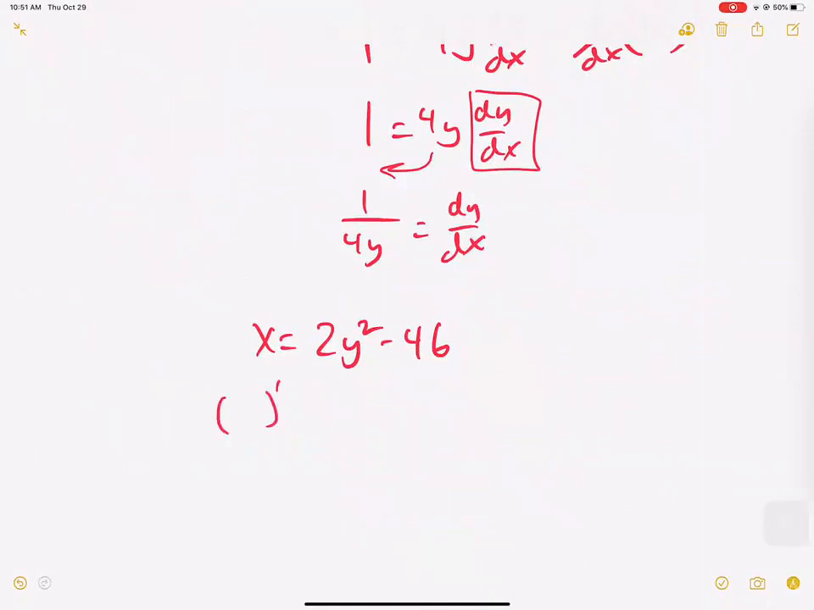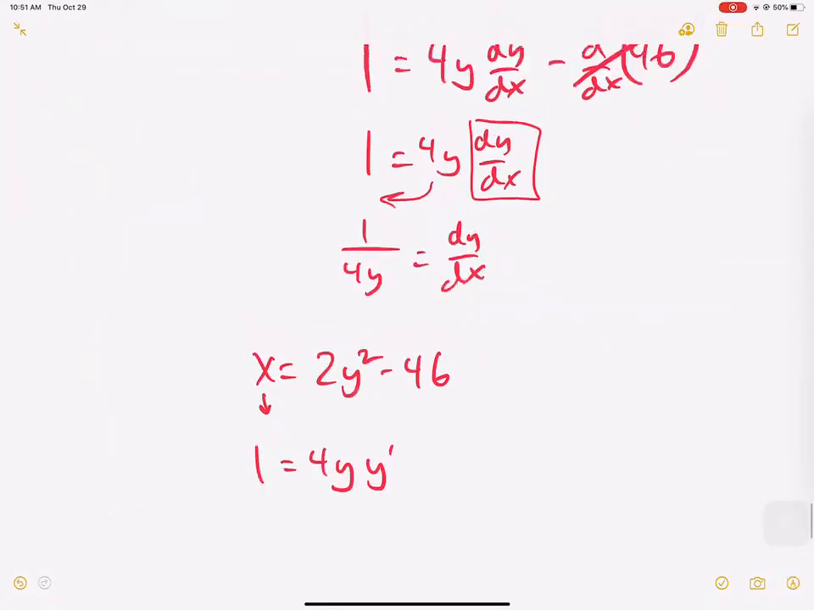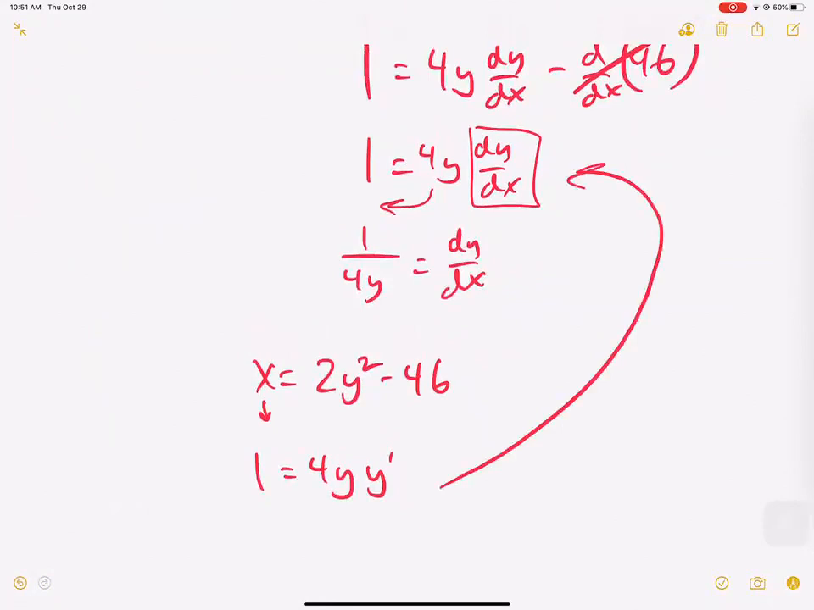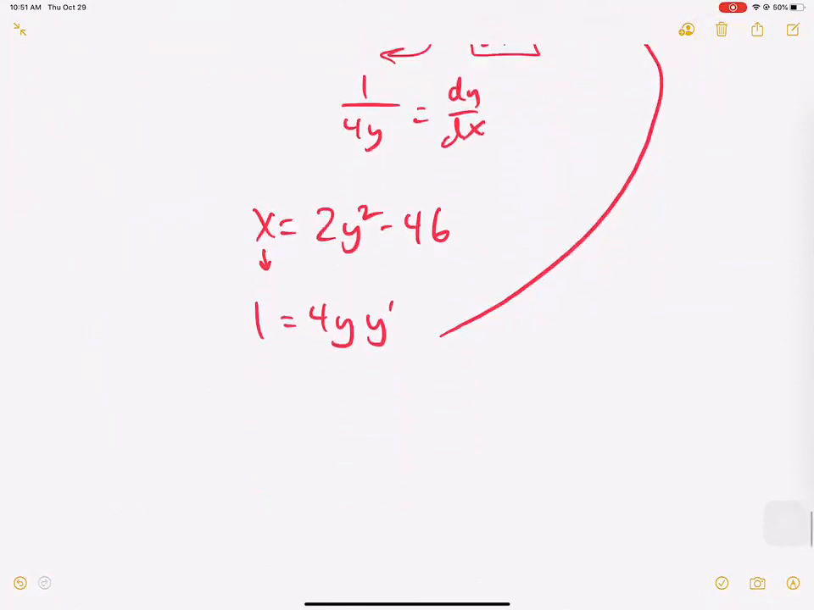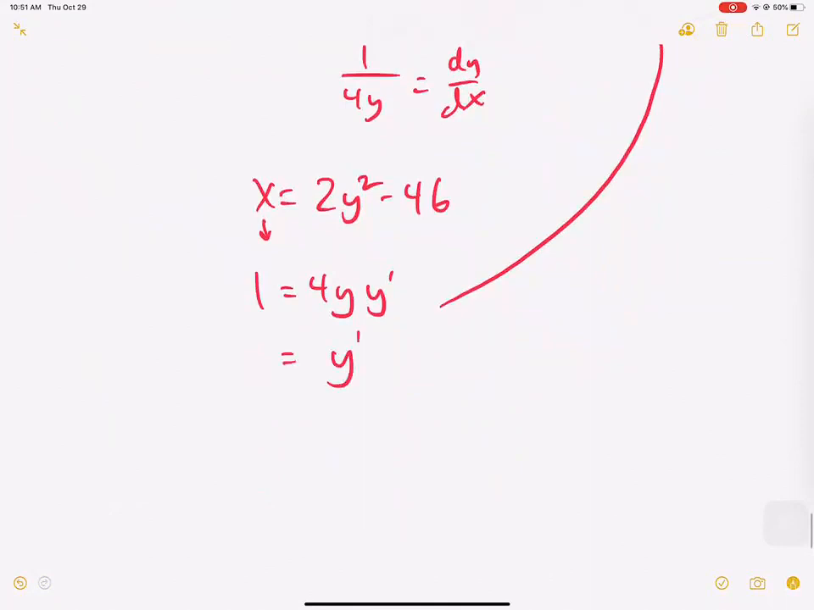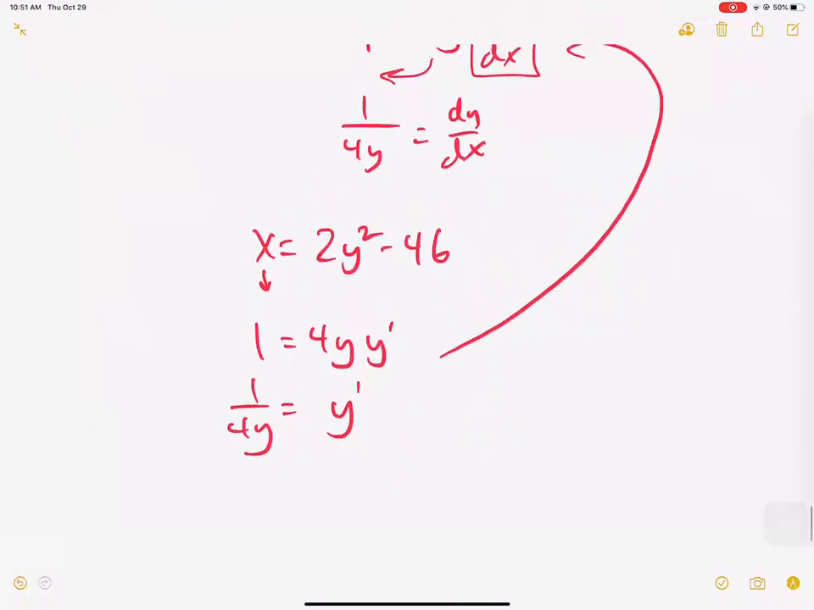So in your head, what's the derivative of x? 1. What's the derivative of 2y squared? Power rule, 4y. What's the derivative of y? Y prime. We wrote this exact same thing right here, except instead of writing dy dx, we just write y prime. It's just a different notation. And we solve for y prime. Same answer.